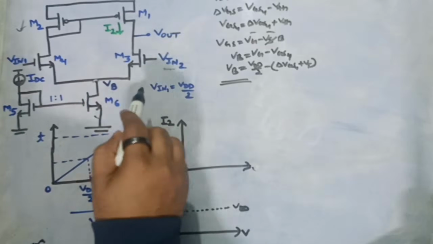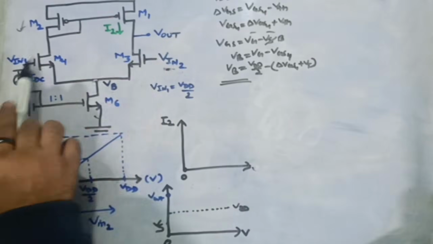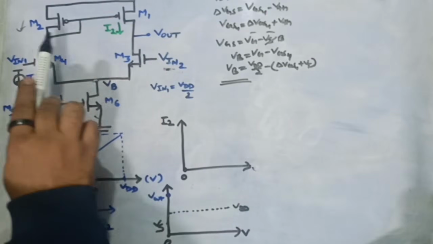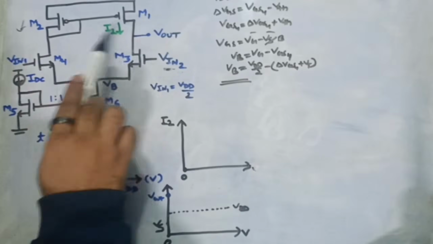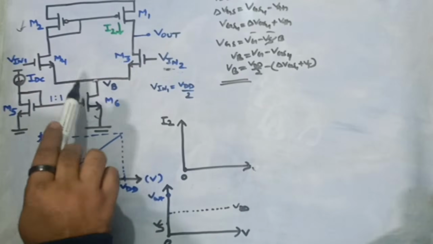from this M4, and when Vin2 sits at VDD by 2, since both of the structures will be symmetrical, current will be equally divided in both the MOSes. That means I2 and I1 will become half of IDC.